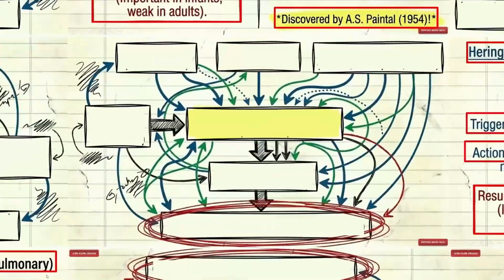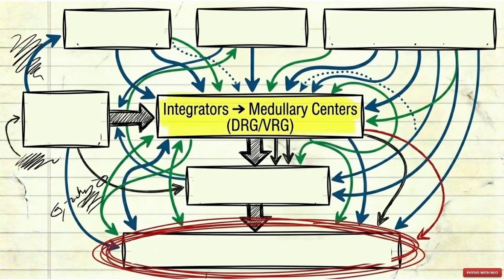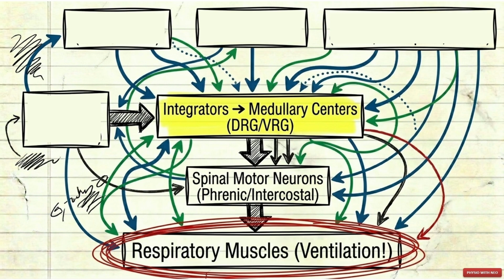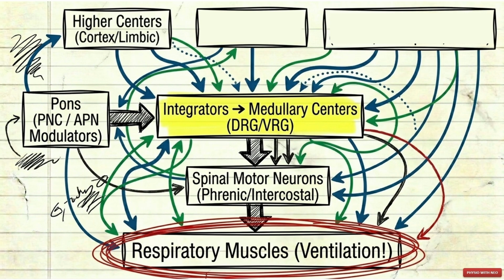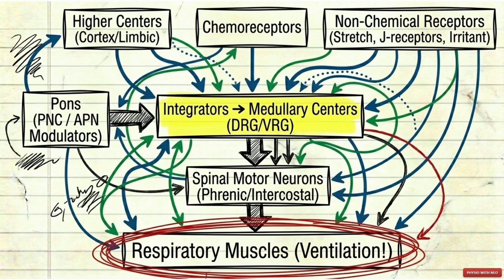So let's revise all actions finally. The medullary centers, present in the dorsal and ventral respiratory group of neurons, act via spinal motor neurons, that is through the phrenic and intercostal nerves, on the respiratory muscles, and it causes ventilation. Now these dorsal and ventral respiratory groups of neurons are modulated by various other centers and areas like the Pneumotaxic Center and Apneustic Center in the pons, and higher centers like the cerebral cortex and limbic cortex. They are also modulated by chemoreceptors and non-chemical receptors like stretch receptors, J receptors and certain irritant receptors.